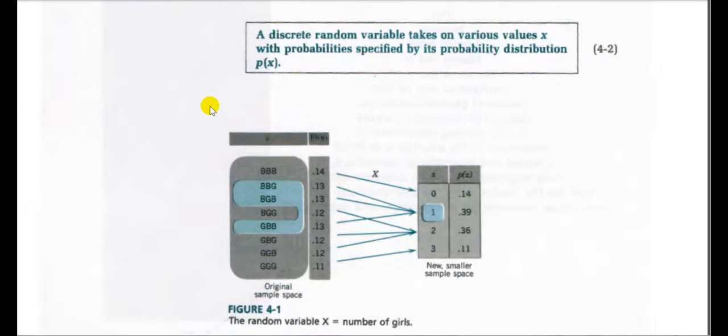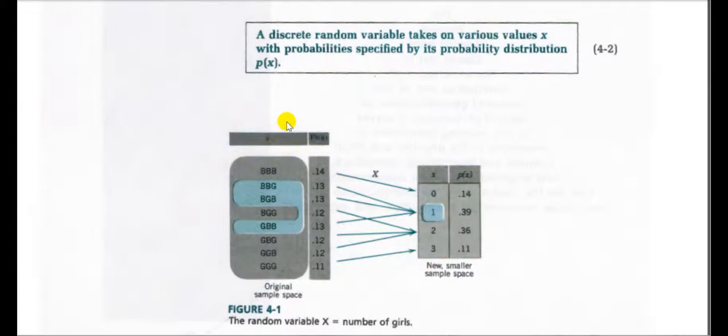0 means all boys. 0 girls means all boys. So this one gets mapped to 0. This one, and this one all have how many girls? They all have 1 girl. So these 3 get mapped to 1. And these 3 here get mapped to 2. And this one gets mapped to 3.